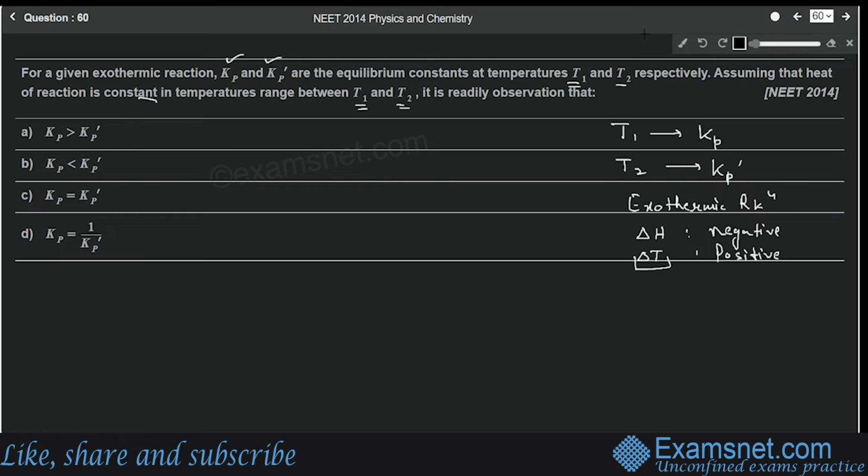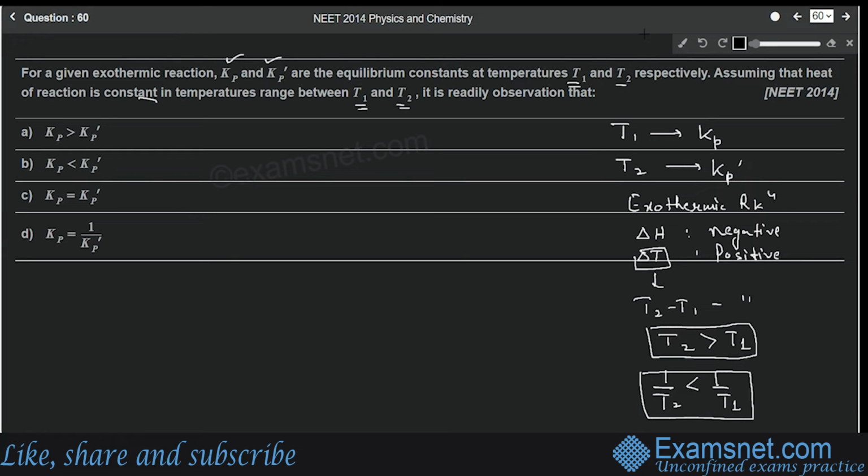Now delta T is positive, it means T2 minus T1 is positive. So from here we can say that T2 must be greater than T1, then only T2 minus T1 will be positive, right? And since T2 is greater than T1, therefore we can also say that 1 by T2 will be less than 1 by T1. Okay, so these things you have to keep in mind.